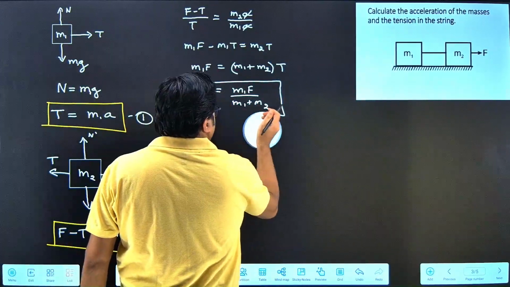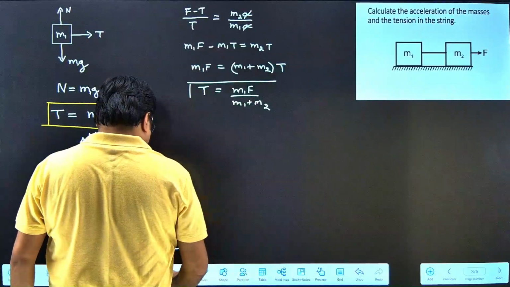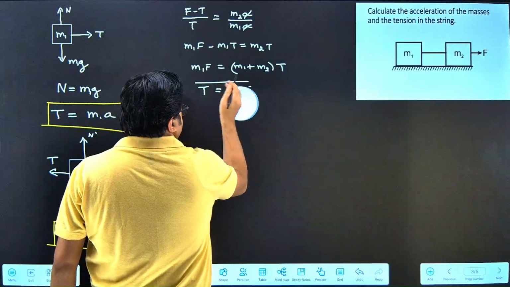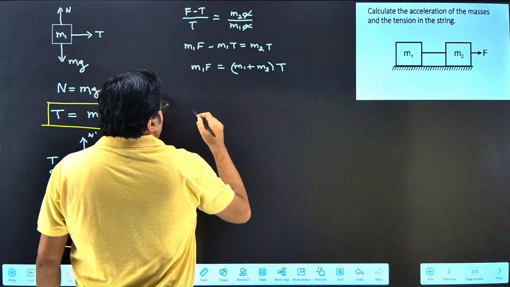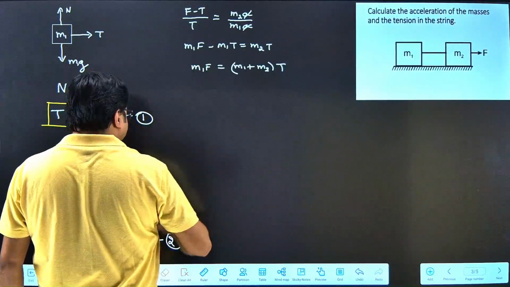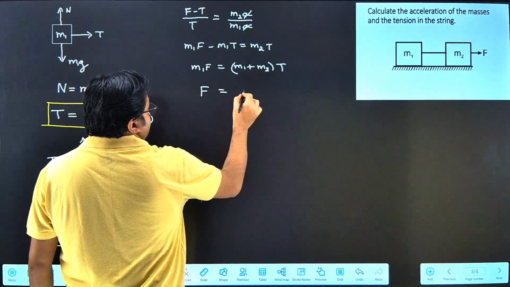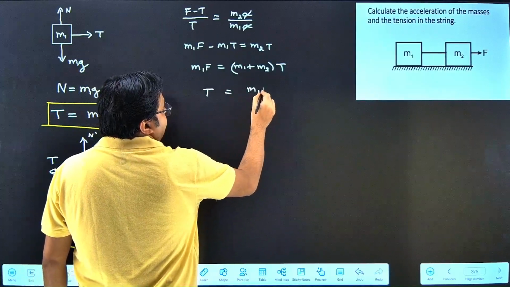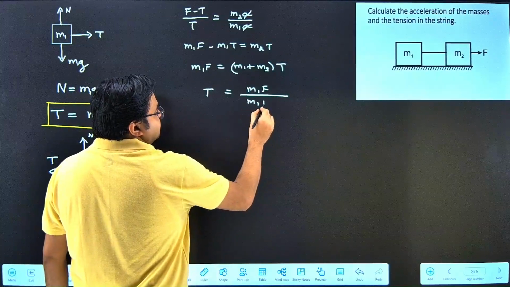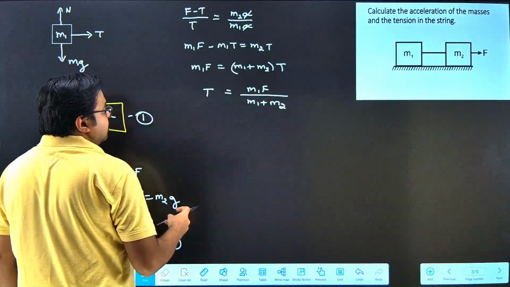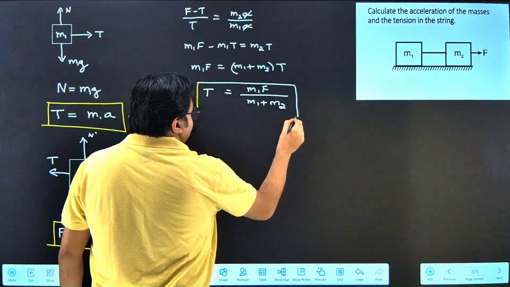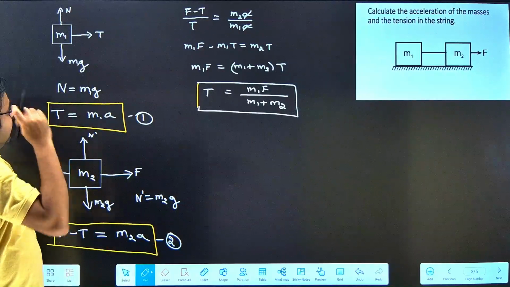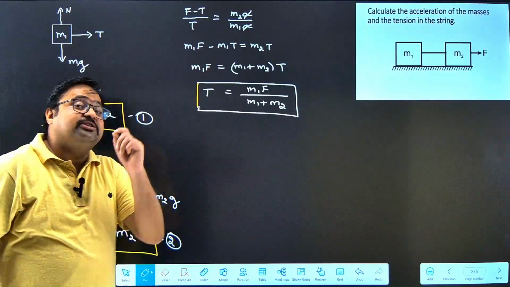Of course, I have this particular habit of putting that box. Maybe I'll just rewrite it. T equal to M1 into F divided by M1 plus M2. Now that is your equation for tension. All right, that's it.